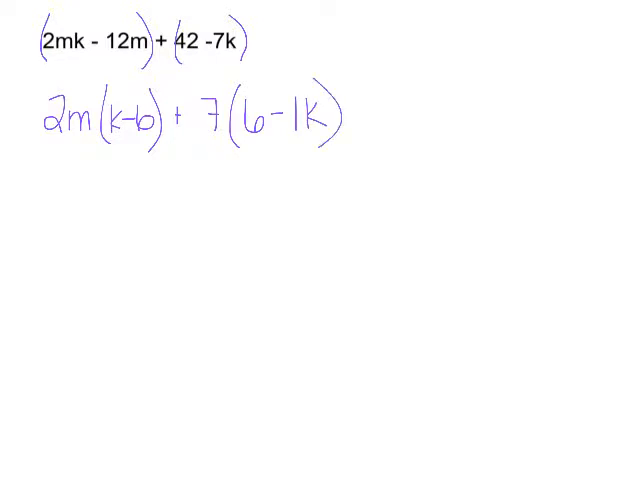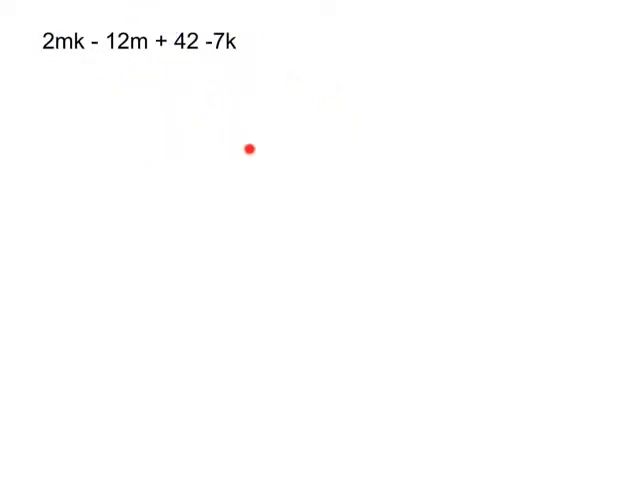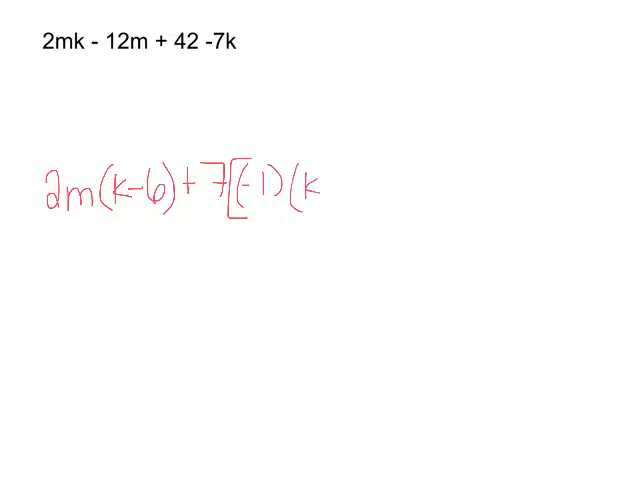And I notice automatically that I do not have the same term inside my parentheses. I actually have a negative k on one and a positive k on the other. So I can then, again, factor out a negative 1 from this one. And you could always factor out a 1 or a negative 1 to help change your signs. So I have 2m times k minus 6 plus 7, and then in parentheses I factored out that negative 1, and now I have a k minus 6. So both of them match now.